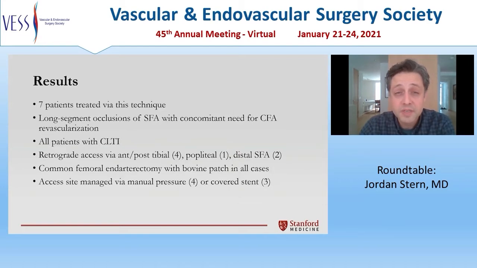We've now completed this procedure in 7 patients, all with long segment occlusions of the SFA with concomitant need for a common femoral endarterectomy. All patients presenting to our clinics have been CLTI patients. Retrograde access was obtained in 4 patients via anterior or posterior tibial arteries, 1 patient by popliteal access, and 2 patients in the distal SFA. Common femoral artery endarterectomy was performed with bovine patch angioplasty in all cases. The access site distally was managed by manual pressure in the 4 tibial access sites and by placement of a covered stent from above in the popliteal and SFA access sites.